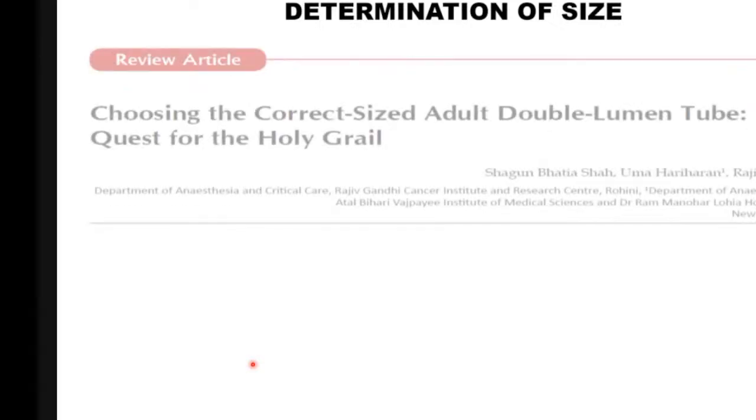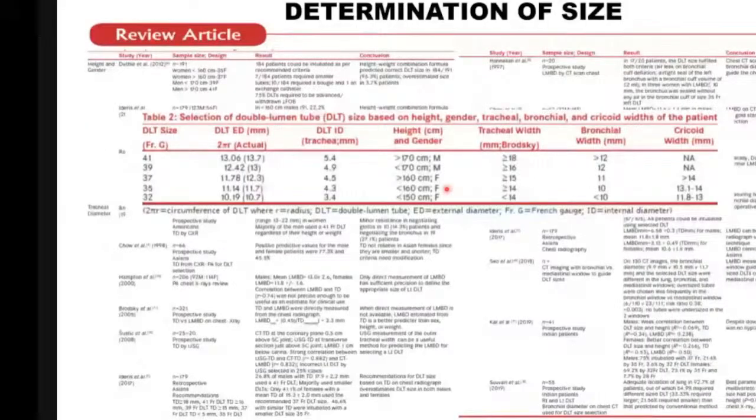Another reviewer looked at several studies for determination of DLT size, and they conclude: if we use the height and the gender of the patient, as we do conventionally, along with the required diameter and the left main bronchi, then it is almost the perfect size of the tube.